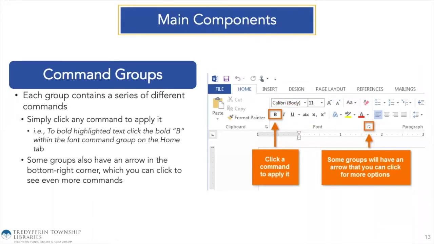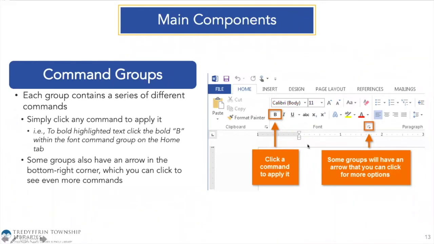All of the command groups will have a name, in small text at the bottom. You can see clipboard is a command group, font is a command group, paragraph is a command group. And the name of the command group gives you an idea of what each group does, or where you can find specific commands or specific tools to use.